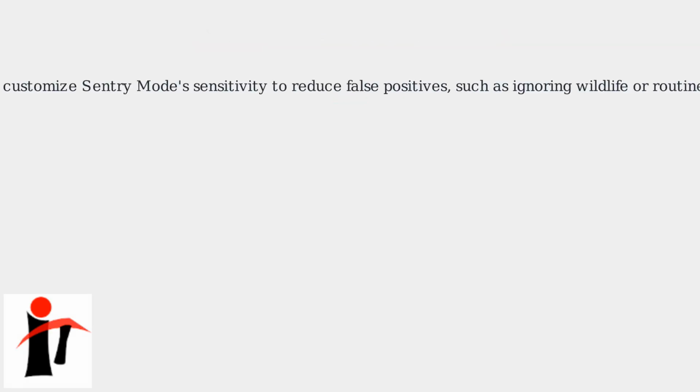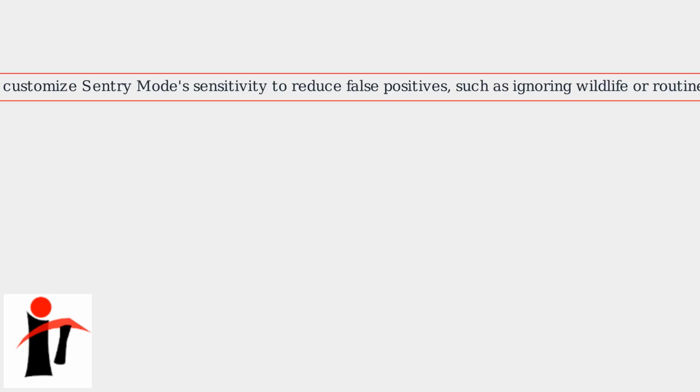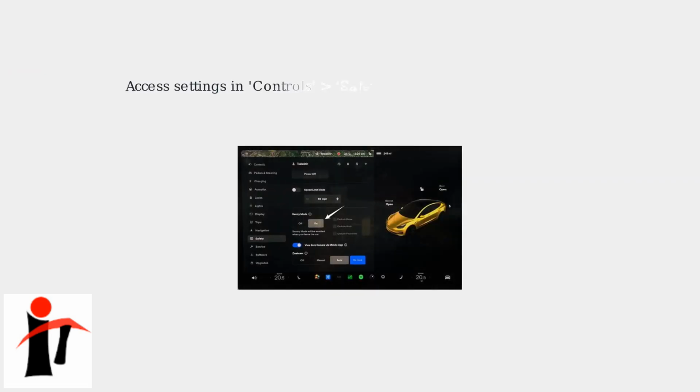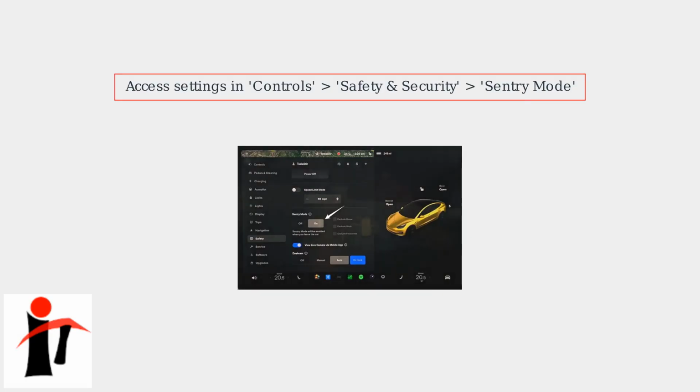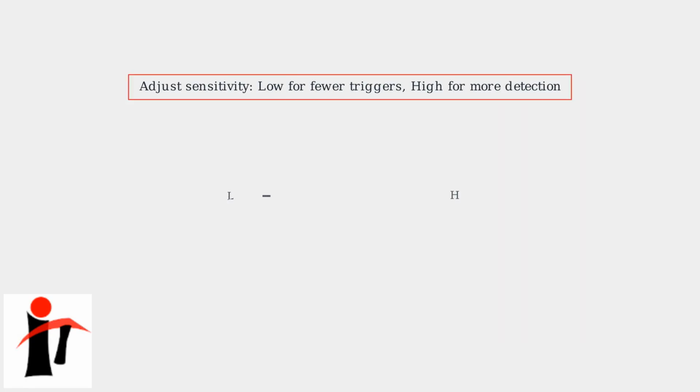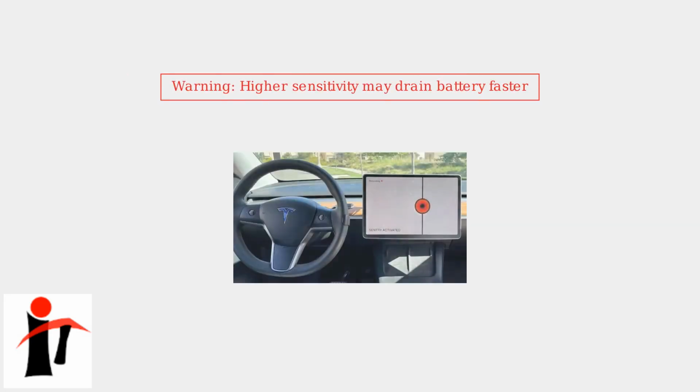You can customize Sentry mode sensitivity to reduce false positives, such as ignoring wildlife or routine traffic. Access the Sentry mode settings in the Safety and Security menu on your car's touchscreen. Experiment with the sensitivity levels to find the right balance for your environment. Be aware that excessive sensitivity can drain the battery more quickly.